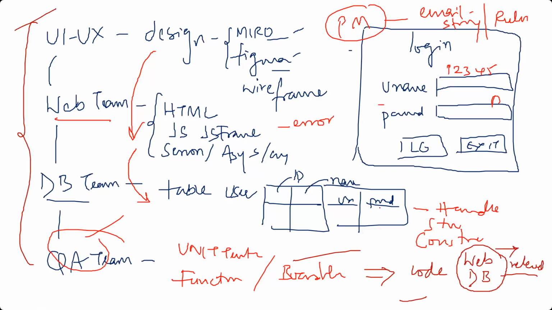So the origin point is the product manager. He defines the feature. The UX UI designers will build the mocks. The web team will build the web pages. The DB team builds the DB part. The QA team tests it. Once they sign off, they bundle the code and release it. This is how a typical engineering team works.